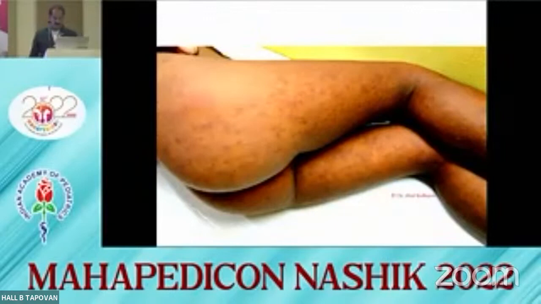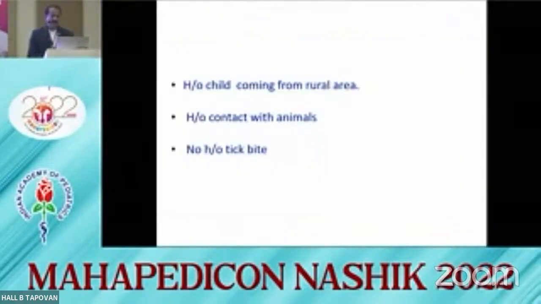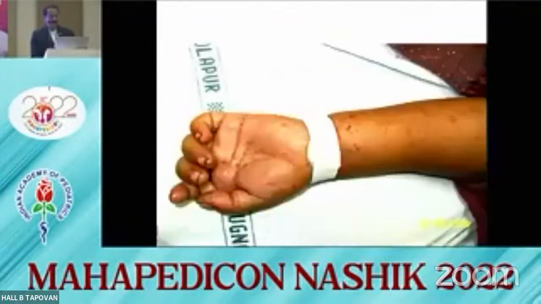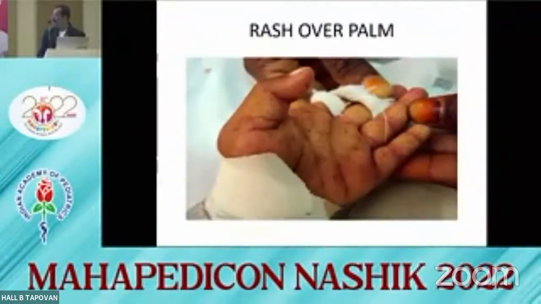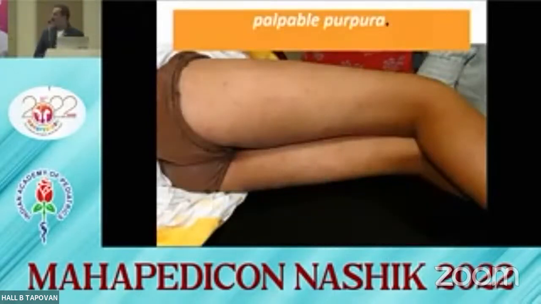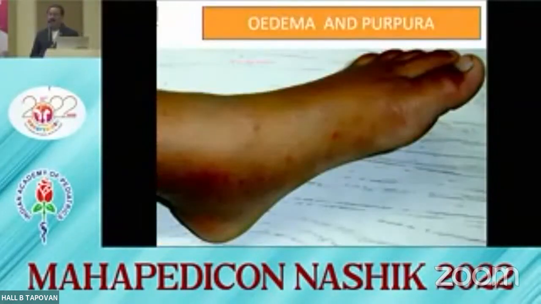This is palpable purpura. This child was coming from a rural area. There was a history of contact with animals. IgM came positive. I will just show you. This is a classical purpuric rash in rickettsial infection, on the palm also, on the sole. This is a palpable purpura. This is the classical edema you get in case of rickettsial infection. Classical edema with rash.